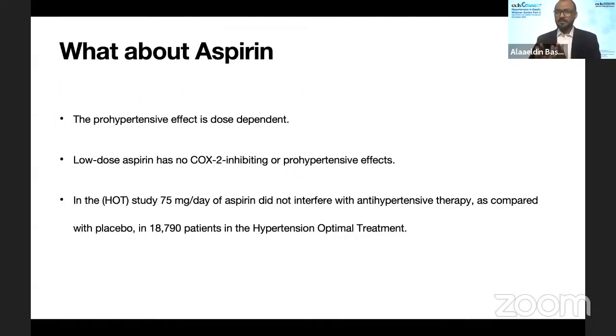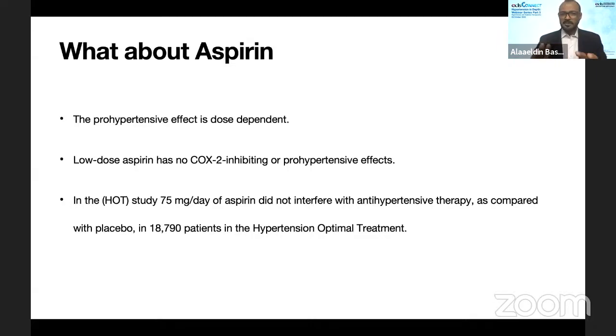So what about aspirin? Aspirin is a drug that we use frequently in patients with diabetes, in patients with hypertension, as either secondary prevention, or if the patient had a very high cardiovascular risk, and when the benefits of adding aspirin outweigh the risk of GI bleeding associated with aspirin. What I would like to say here is the blood pressure effect of aspirin is dose dependent. So if you give a small dose of aspirin, like 75 milligram, it doesn't inhibit the COX-2 enzyme. Hence, it doesn't have any effect on blood pressure.